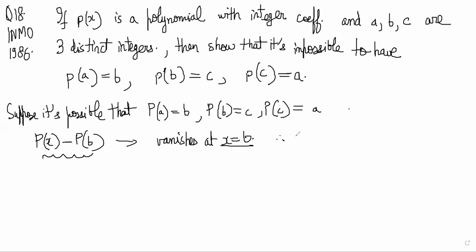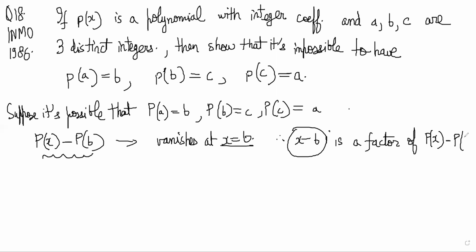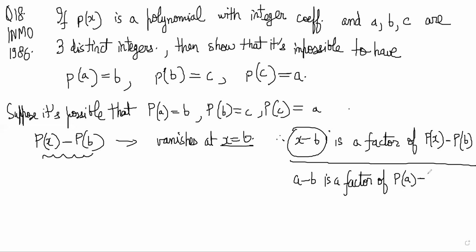So therefore, by the factor theorem, x minus b is a factor of P(x) minus P(b), right? Correct. Therefore, if I put the value of x as a, we should get a minus b is a factor of P(a) minus P(b), right? So P(a) minus P(b) is actually b minus c, right? We have gotten a minus b divides b minus c. A minus b is a factor of P(a) minus P(b), which is b minus c.